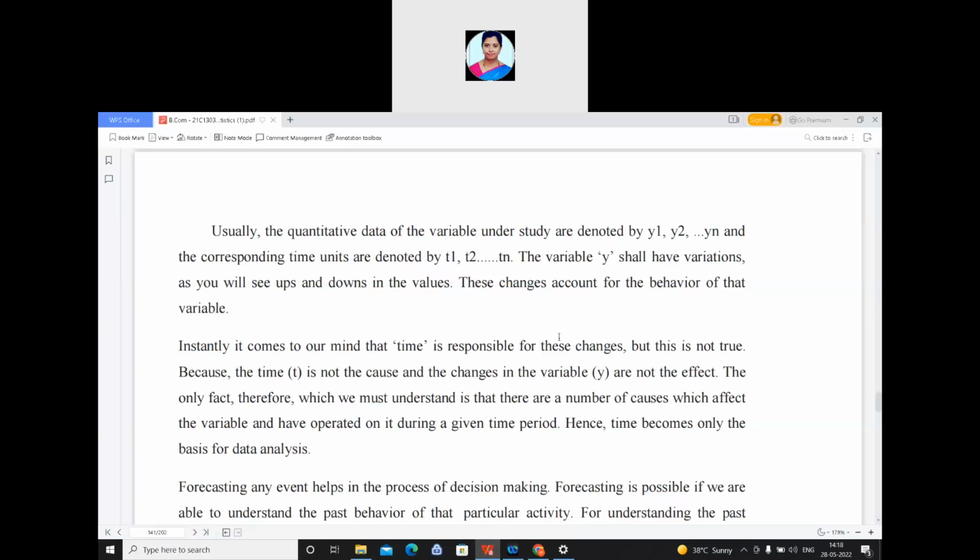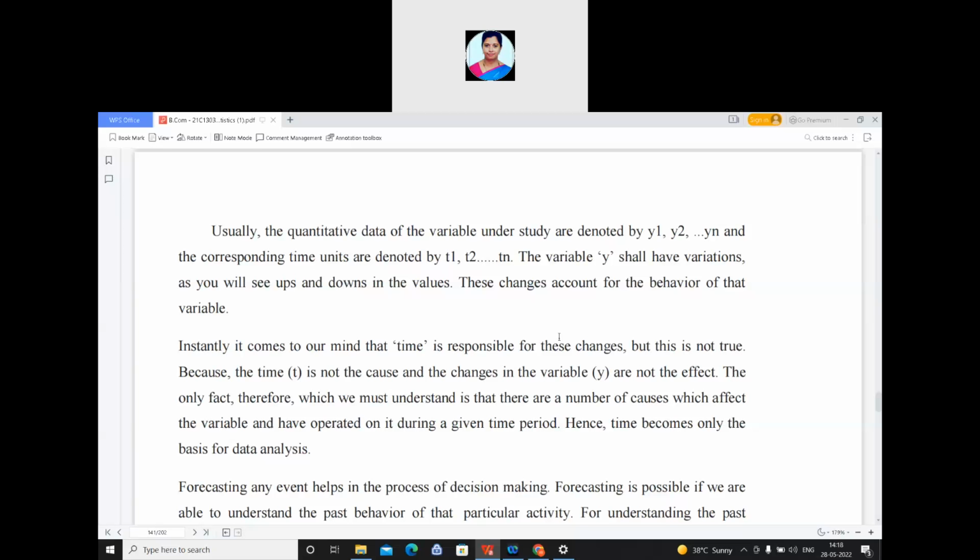And one more person, Wessel and Wellett. So many people have given definitions. Wessel and Wellett gave the definition as: when quantitative data are arranged in the order of their occurrence, the resulting statistical series is called time series. And Spiegel defined the time series as a set of observations taken at a specified time, usually at equal intervals.